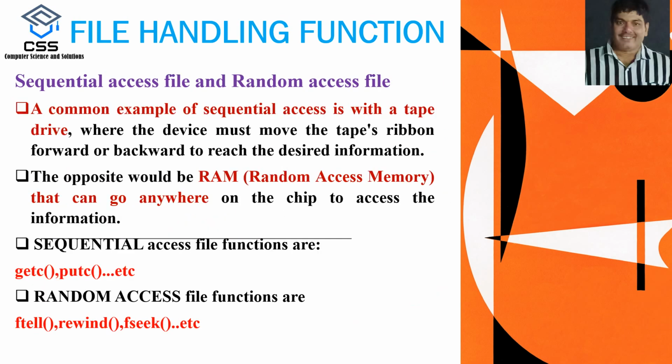Remember, till now, whatever the file functions we discussed, getc, putc, getw, putw, fread, fwrite, fscanf, fprintf, all are examples of sequential access file functions. But in random access file functions, we have to discuss three important functions. One is ftell, one is rewind, one is fseek. What is its purpose? We have to discuss.